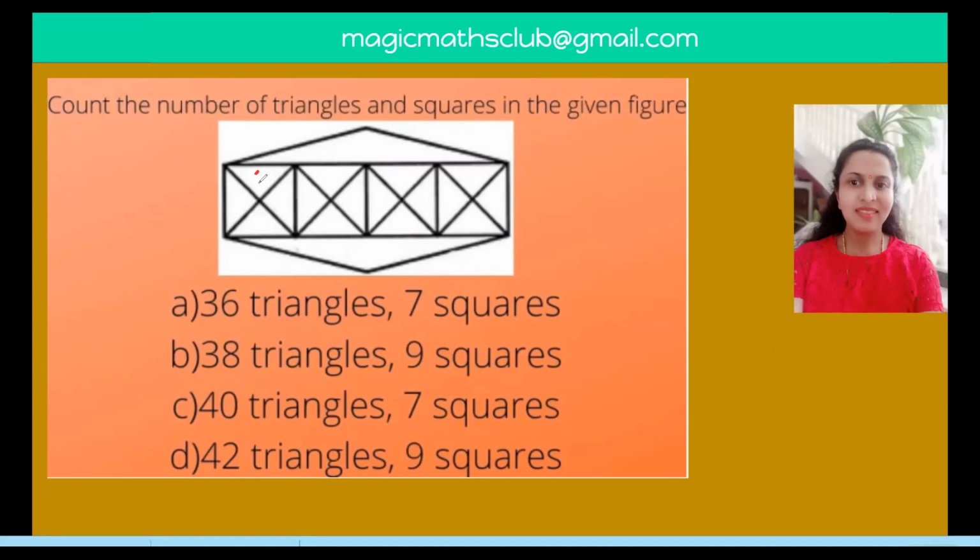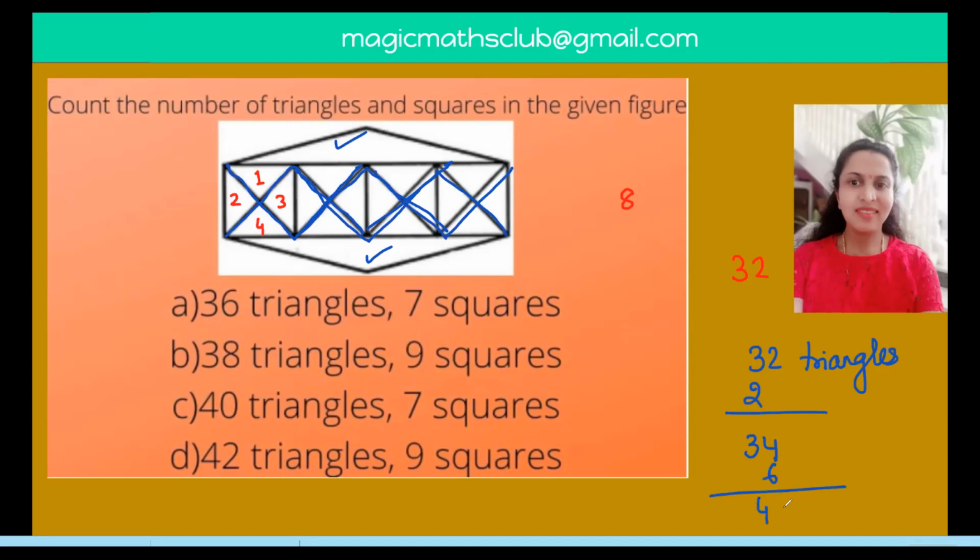Now see here. So 1, 2, 3, 4. So 4 into 2, 8. So 8 here, 8 here, 8 here, 8 here. So 32. So first we have 32 triangles. Now how many extra triangles? 1 here, 2. So you get 34. And now you see this one. 1, 2, okay, 2 here, now here 3, 4, 5, 6, 6 more, so 40. So 40 triangles here.